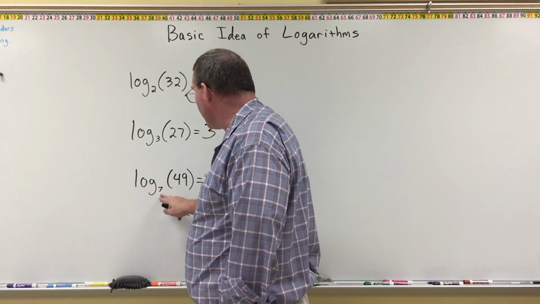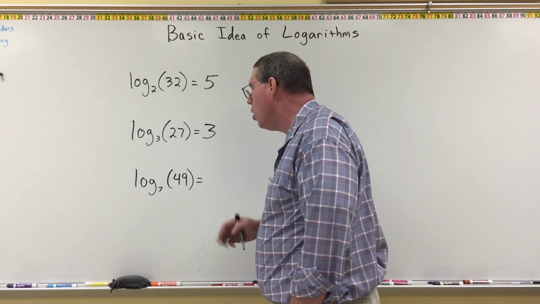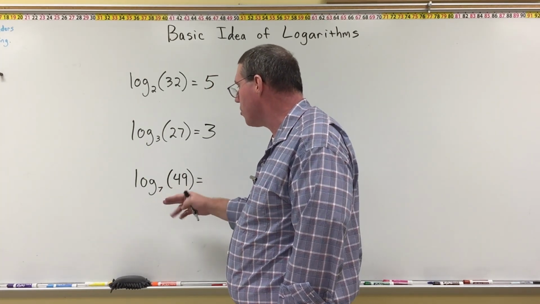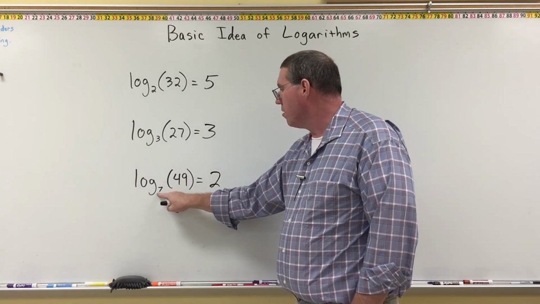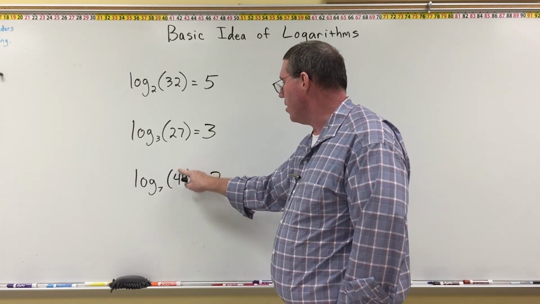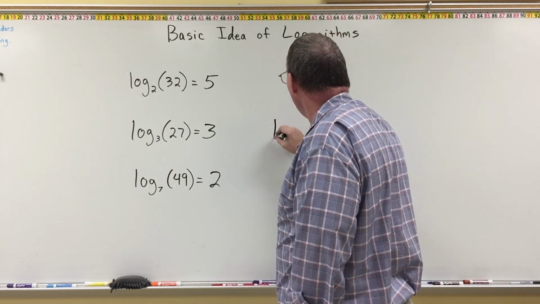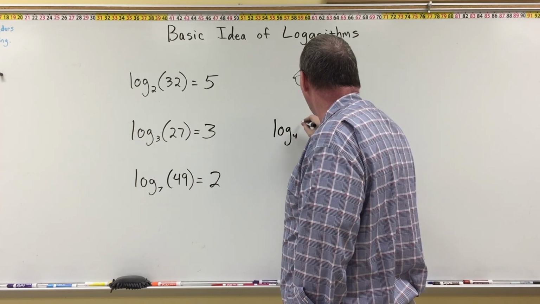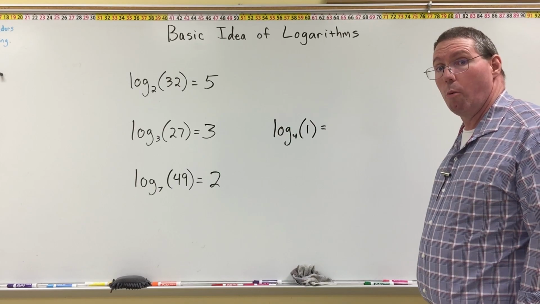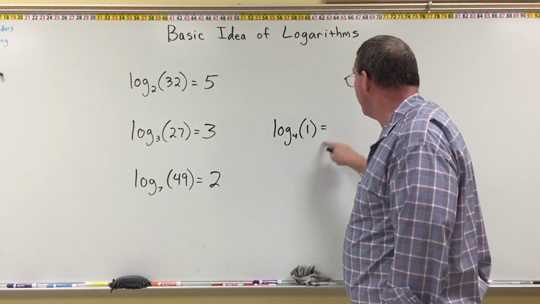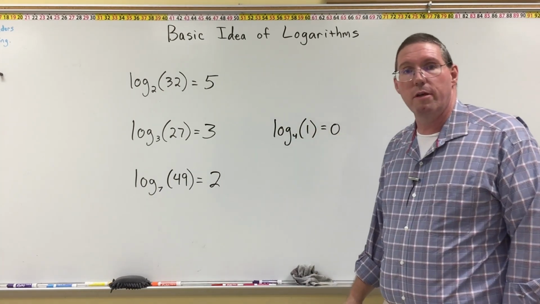And then log base 7 of 49, 7 to some power equals 49. Well, we know that 7 to the 2nd power, or 7 squared, equals 49. And so the logarithm here is 2. 7 to the 2nd power is equal to 49. It really is that simple. Now let me give you just one more. What is log base 4 of 1? What's this one? Oh, well, we've already learned this one. 4 to the 0 power equals 1. Therefore, log base 4 of 1 is equal to 0.